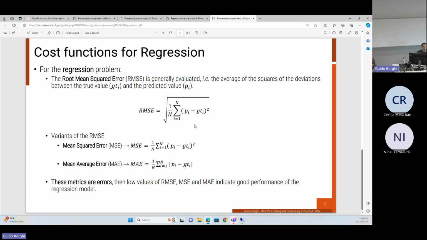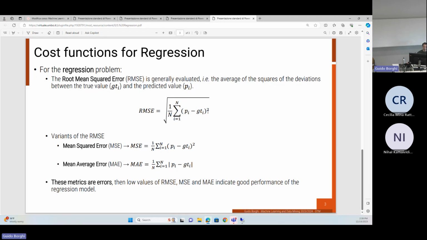Remember that also in this case, to create the cost function, we need the annotation, that is the ground truth, and the prediction of the network, that is the predicted value. The predicted value is P, the letter P. The ground truth value is GT. So in this case, we apply the difference between the predicted value and the ground truth value using the power of 2.